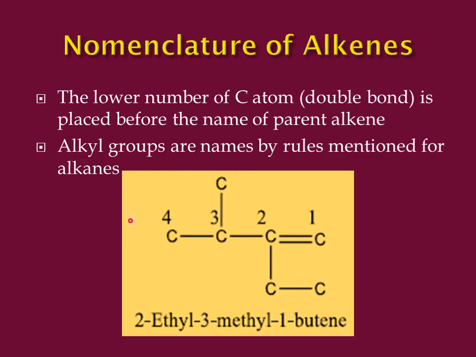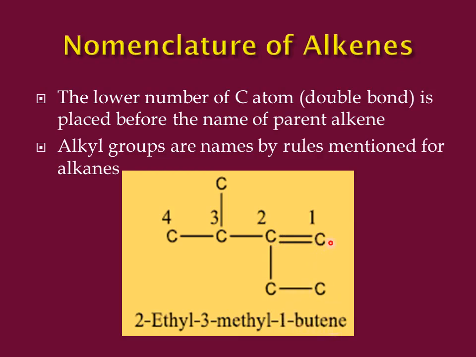So the name of this compound is 2-ethyl, because carbon number 2 contains an ethyl substituent. 3-methyl, we have a methyl group on carbon number 3. Since the double bond is present between carbon number 1 and carbon number 2 and we have to mention the lower number, so it is 1-butene, because the longest chain contains 4 carbon atoms. Instead of butane, we have written butene, E-N-E.